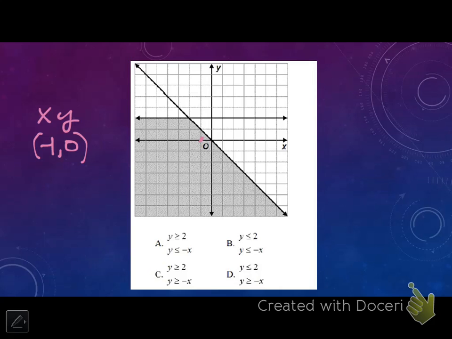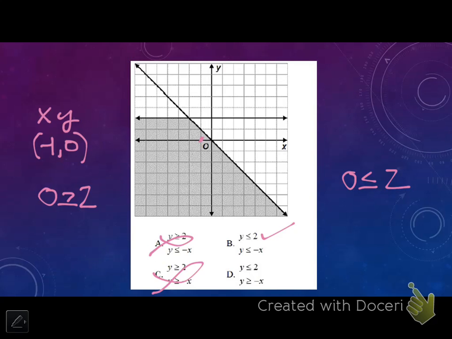So let's plug it into A. My 0, because I just plug in my y since it's the only thing, 0 isn't greater than 2, so we can knock that one out. And this is the same thing, so we can knock him out. So let's look at B. 0 is less than or equal to 2, so we got that.